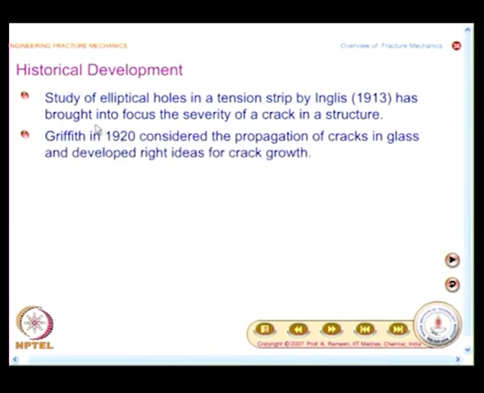and if you look, the study of elliptical holes in a tension strip by Inglis was done in 1930. And what was the important emphasis from his work? If you look at the history, the first problem leading to stress concentration was solved by Kirsch. It was in 1898. He solved the problem of an infinite plate with a small circular hole.